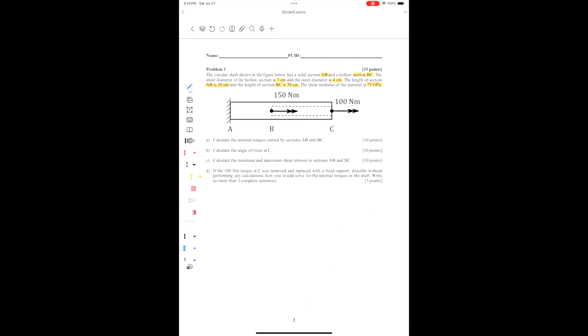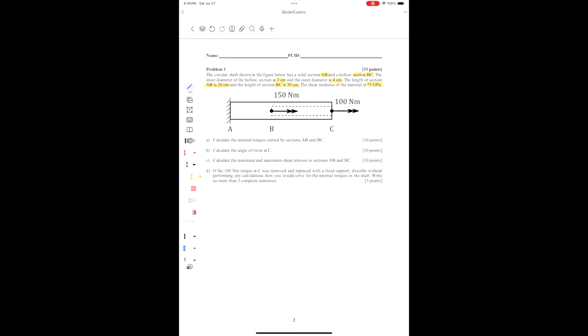So for part A, calculate the internal torques carried by sections AB and BC. And for part B, calculate the angle of twist at C. Part C, calculate the minimum and maximum shear stresses in sections AB and BC. And then for part D, if the 100 Newton meter torque at C was removed and replaced with a fixed support, describe without performing any calculations how you would solve for the internal torques in the shaft, and write no more than 3 complete sentences.